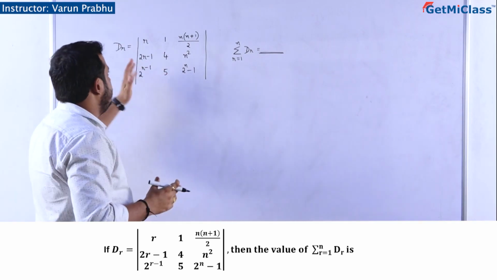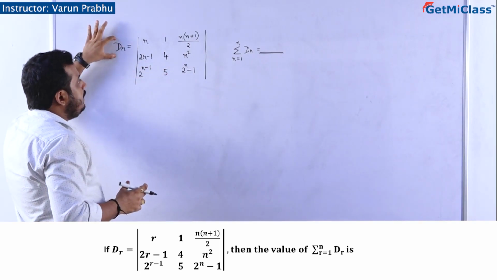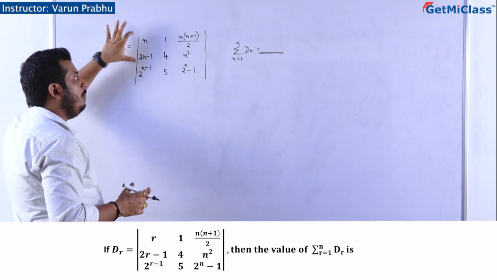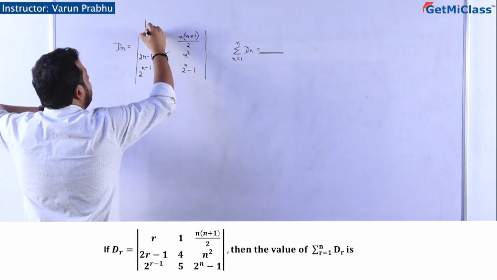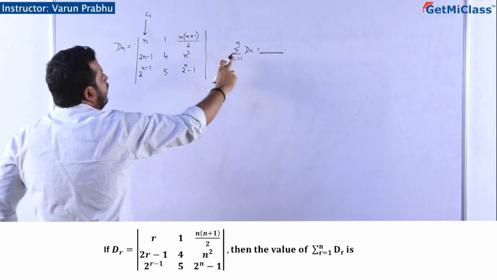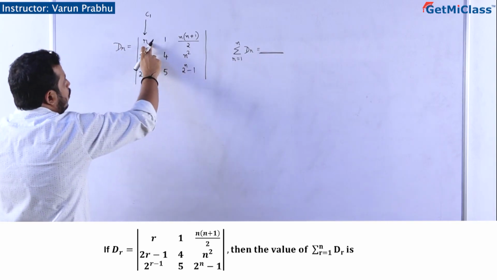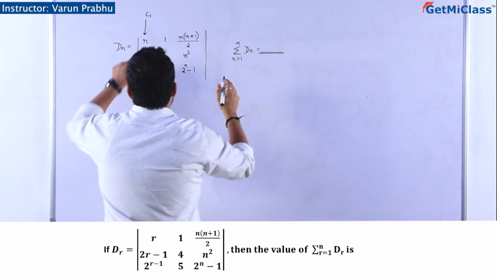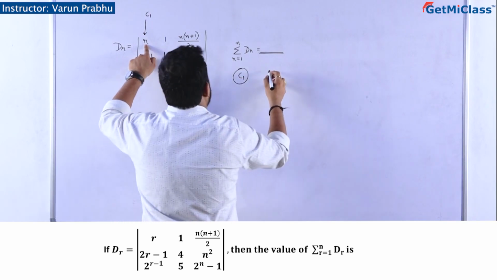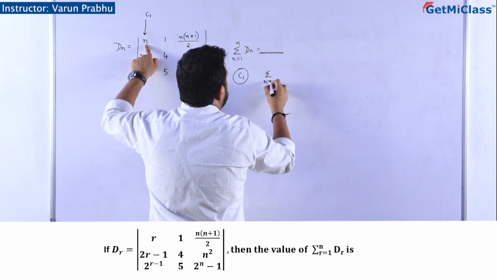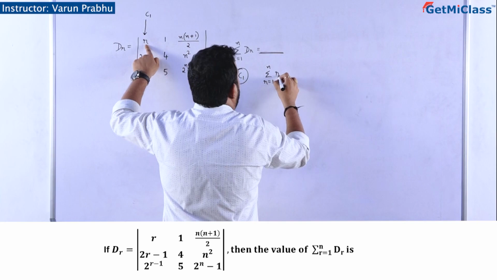If you look at this question, students, the determinant in terms of r is given in the problem here. The first thing that I have to see is r is contained in column number 1. So we have to apply the summation r is equal to 1 to n. We'll see column number 1 elements: sigma r, r is equal to 1 to n, of r.